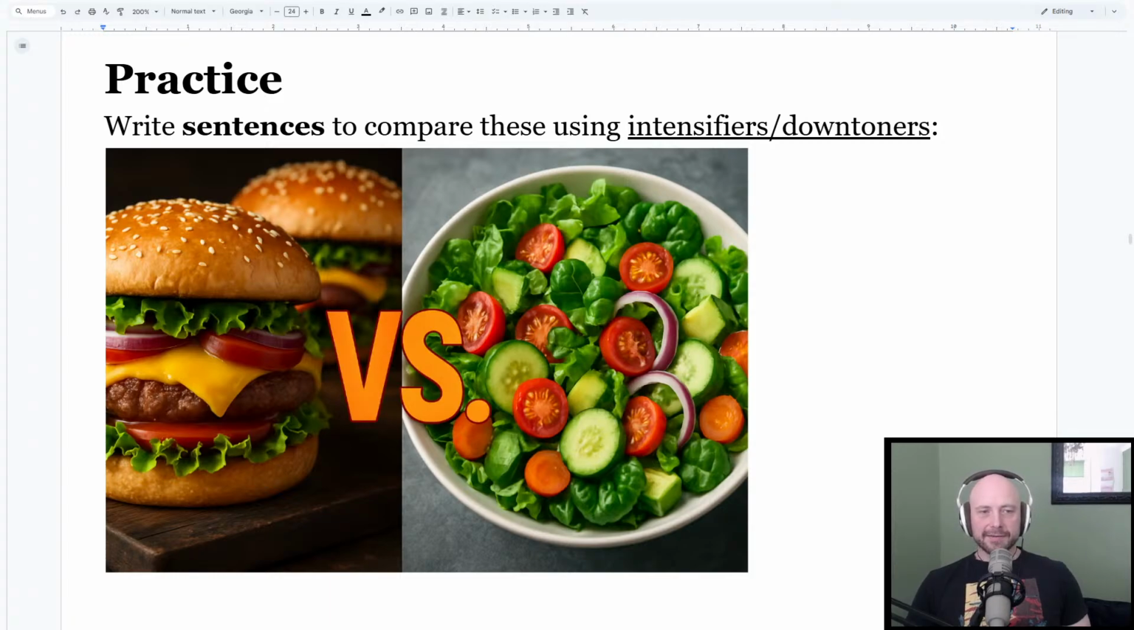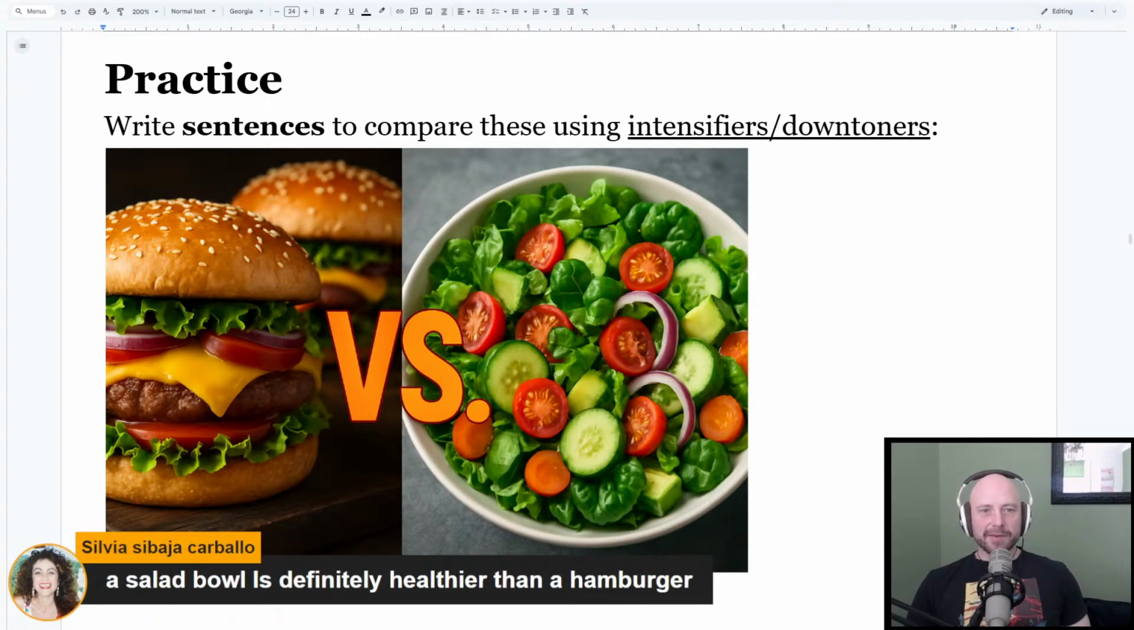I'd say that burgers are significantly easier to cook than salads. Maybe that's not true, actually. No, definitely is not an intensifier in this case. We're looking to make the gap between the comparisons higher, Sylvia.